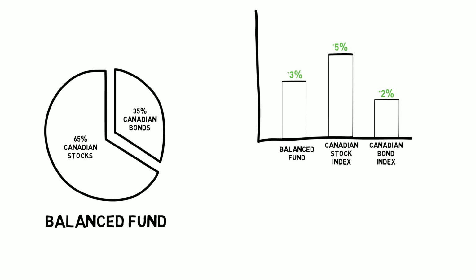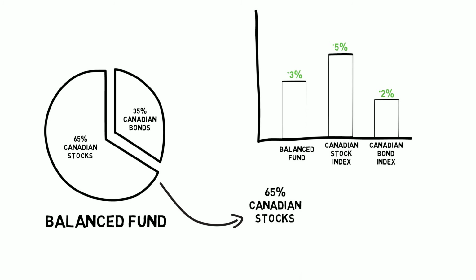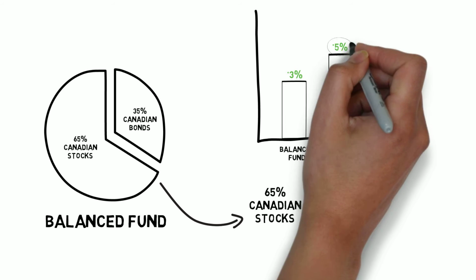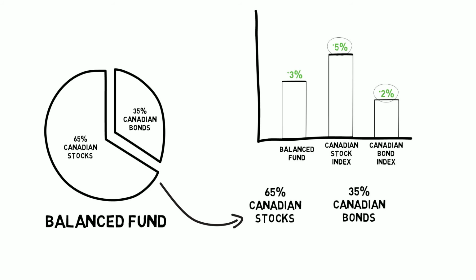To create a custom benchmark in this case, you simply take the weighting of the asset classes in the fund, in this case 65% for Canadian stocks and 35% for Canadian bonds, and you multiply each by the return of those individual benchmarks, in this case 5% for the stock index and 2% for the bond index, and then you add them up.